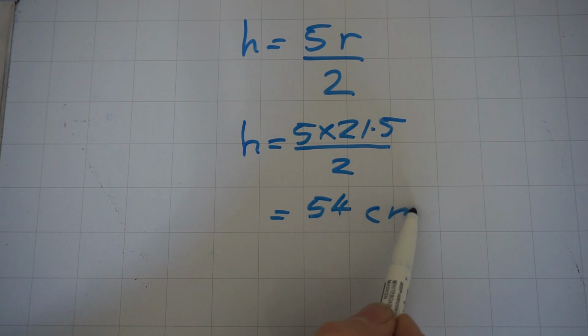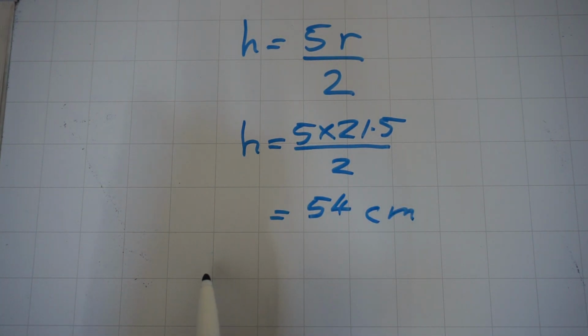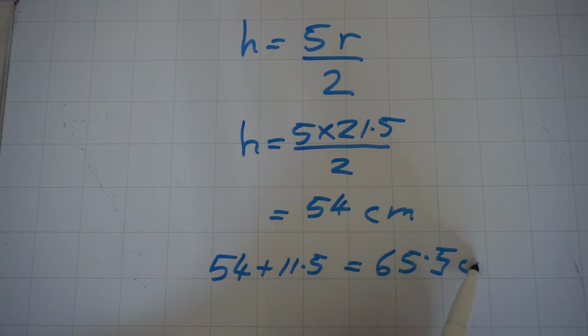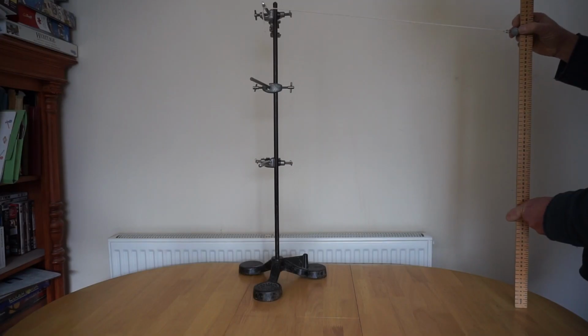Because I want to measure the height above the table, I will add on the 11.5 centimetres and obtain 65.5 centimetres for our release height. I will release the sphere from a height of 65.5 centimetres.